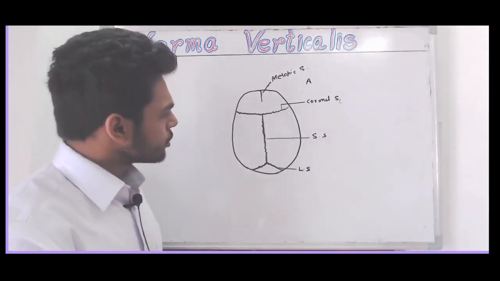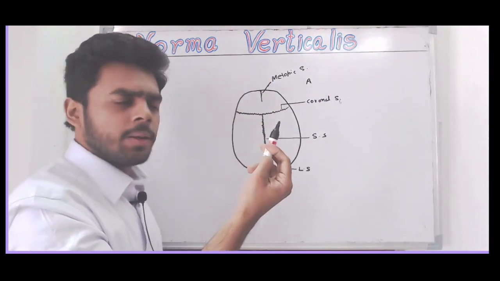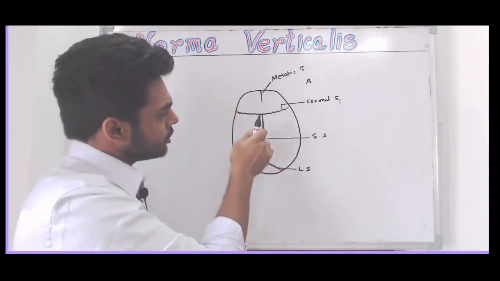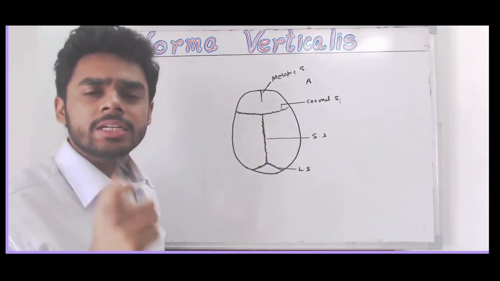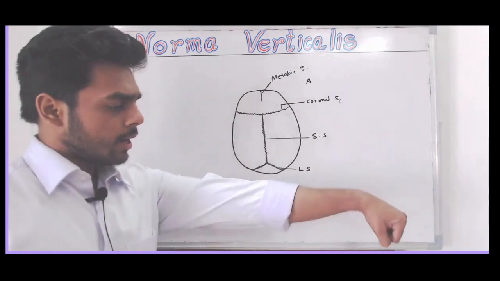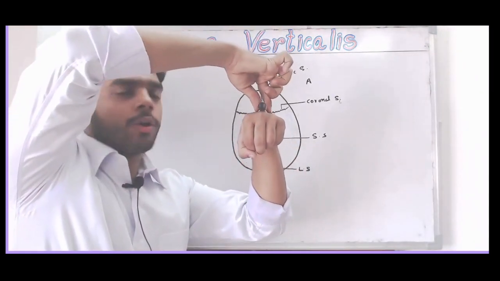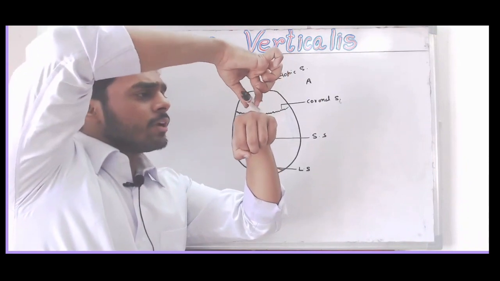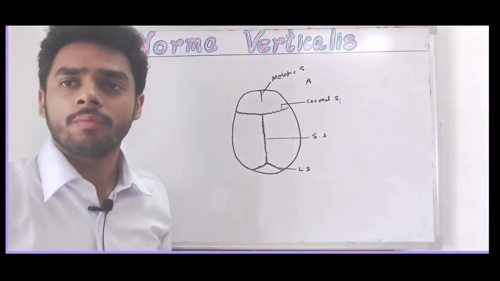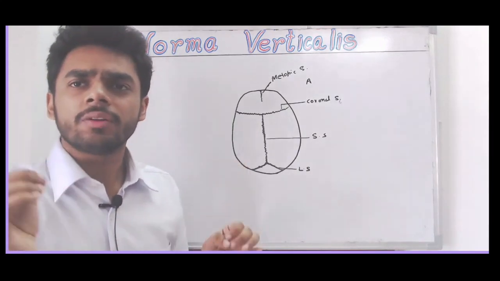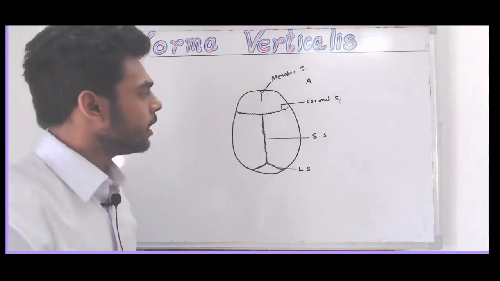See, one more structure. When you keep this pen here, the tip of the pen will touch the highest point of the skull, and that is called the vertex. When you put the pen at the highest point of the skull, that highest point is known as the vertex. Mostly it is present a few centimeters behind bregma. Now we have to understand what is bregma.